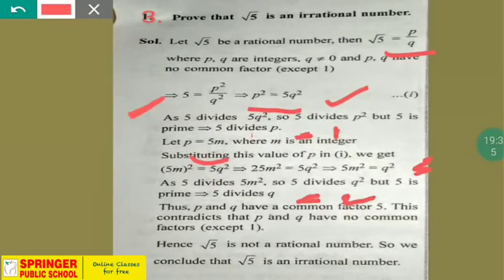Students, if you have any confusion in this question, you can tell me on your WhatsApp group. I will definitely explain this question again for you in some different way, but it's a very easy one. You go through the lecture once or twice, you will definitely understand. This is the method which is called proof by contradiction.